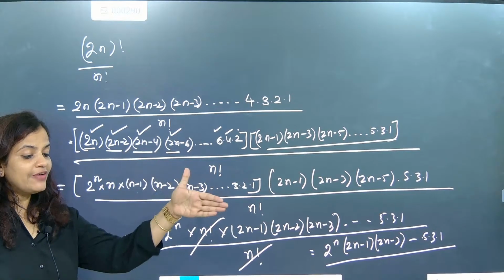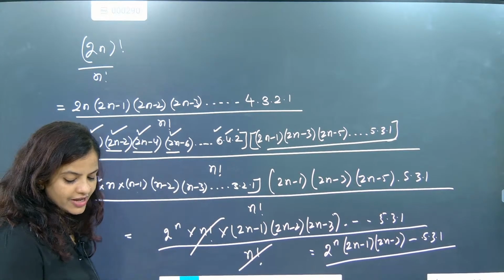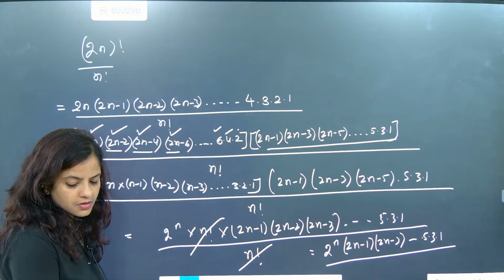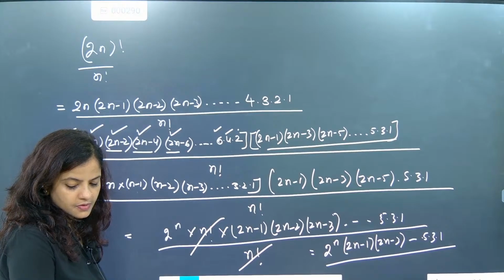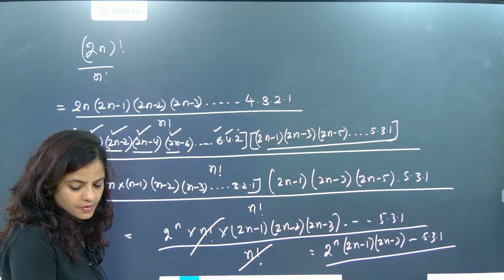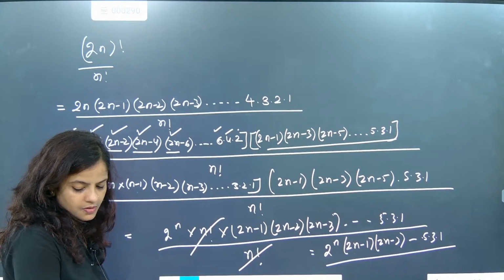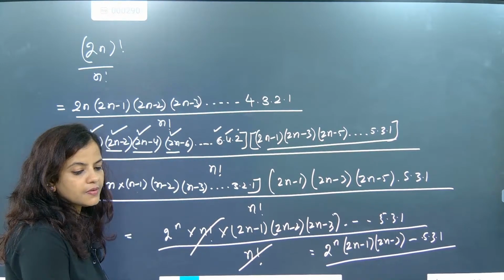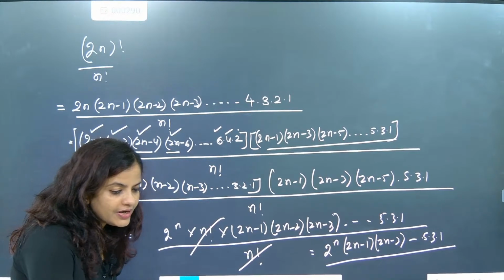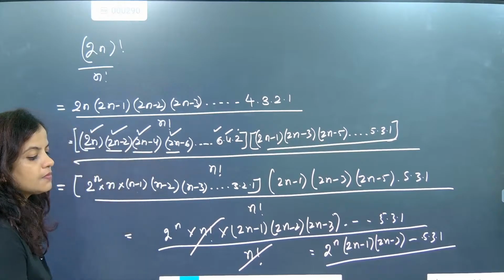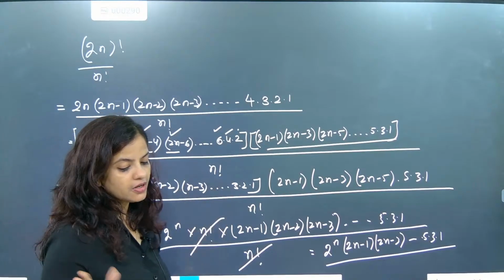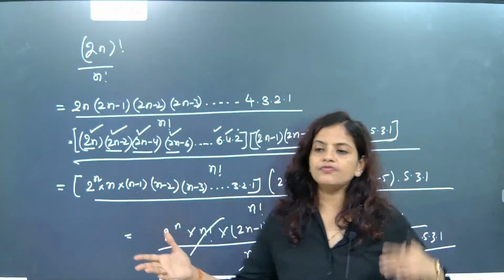10 terms means 5 odd and 5 even. 20 terms means 10 odd and 10 even. I hope you have understood. Did you get this? 100 terms means 50 odd and 50 even.